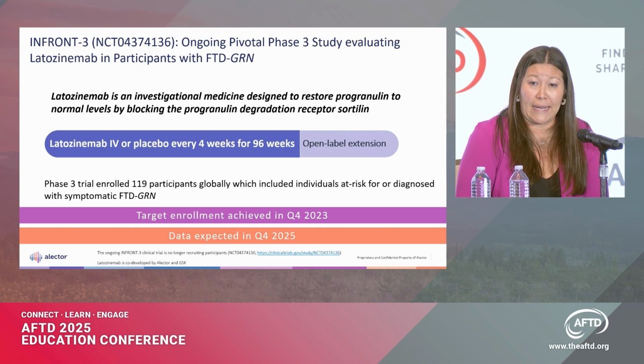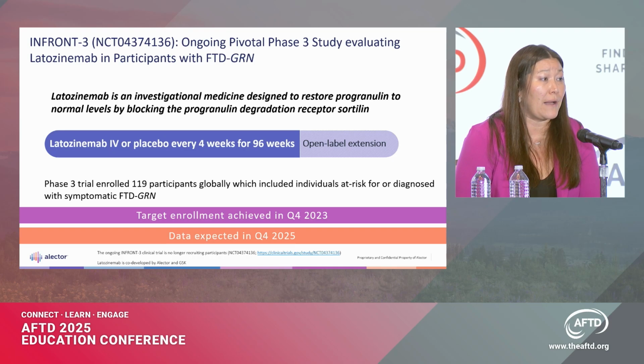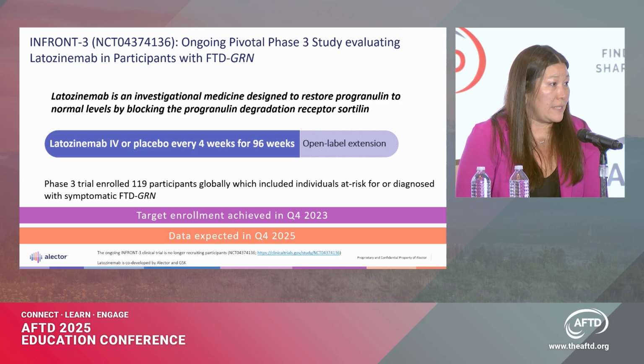We enrolled 119 participants globally, and this includes both individuals that are symptomatic with FTD-GRN, as well as individuals who are at risk, meaning they carry a pathogenic GRN mutation, but are not yet presenting with symptoms of FTD.